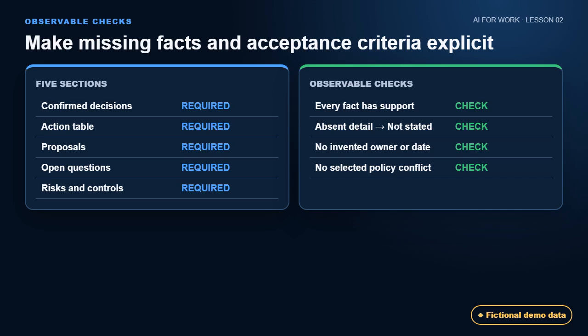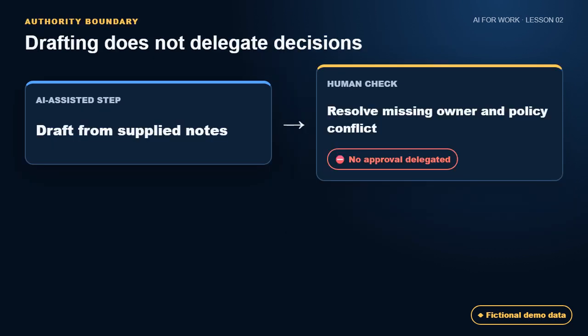The acceptance criteria tell a reviewer what to check: every fact has support, every owner and date appears in the notes, the walkthrough stays a proposal, no cancellation timeline is selected, and no percentage improvement is claimed. The brief does not ask AI to make business decisions. It exposes unresolved work to the people with authority.